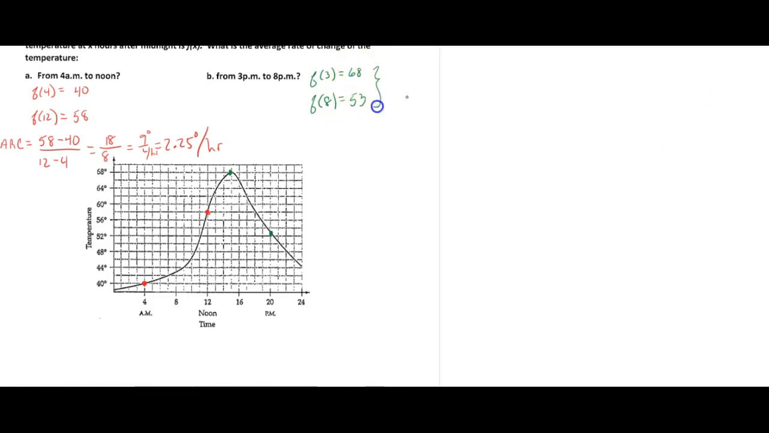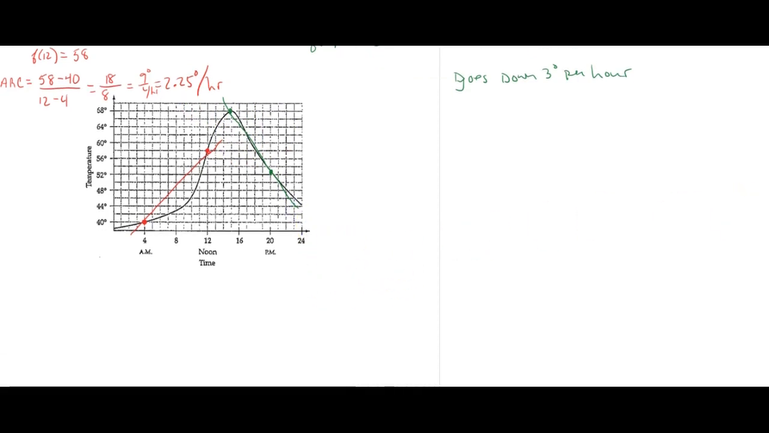So now, once I have these, the average rate of change is going to be 68 minus 53 over 3 minus 8, which gives me 15 over -5, which is -3. So this means it basically goes down 3 degrees per hour. And if you look, the secant line through the first one, doesn't that line have a positive slope? So yeah, that's going to be a positive average rate of change. Here, this has a negative slope.